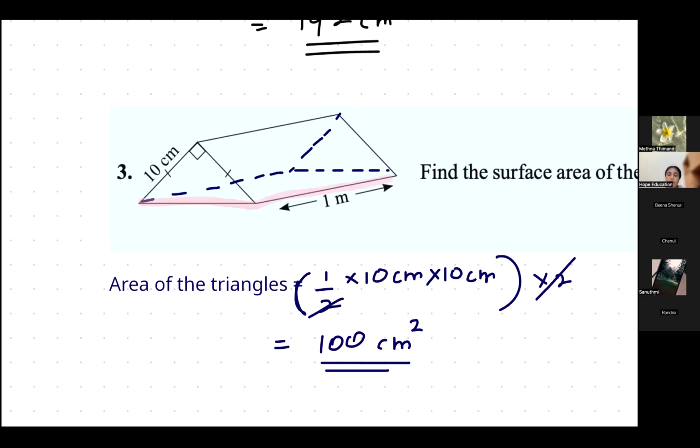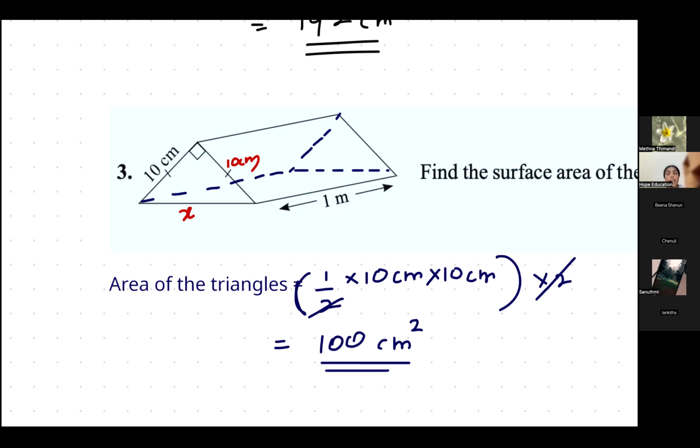Its length is also 1 meter, but what about its breadth? What about its breadth? They have not given it. So before anything else, we have to find the breadth. Let me label this part x. This is 10 centimeters now. Now tell me, how do I find x? What is the method that I can use?